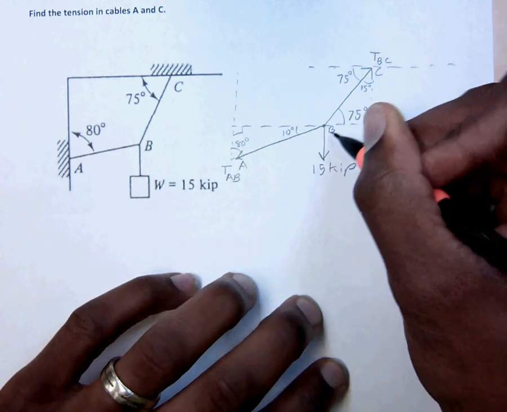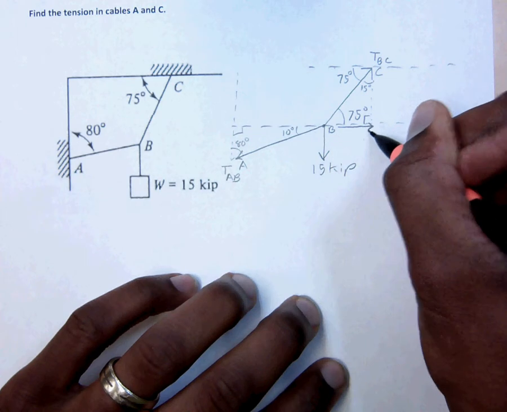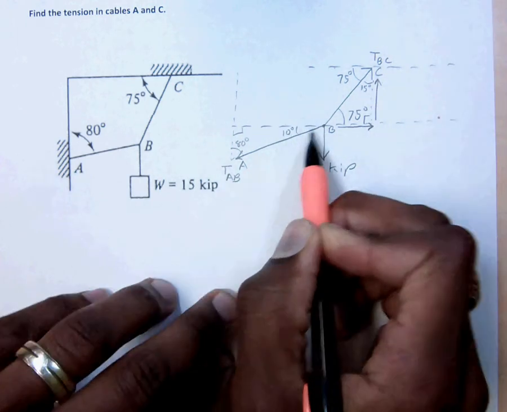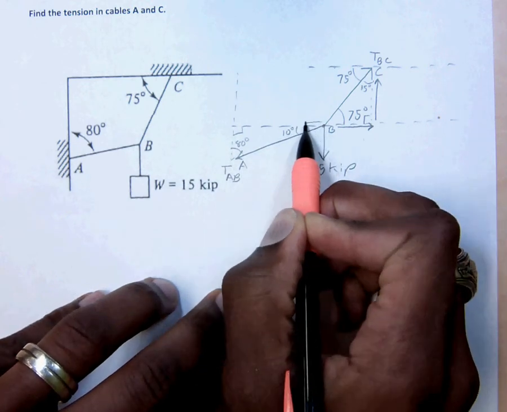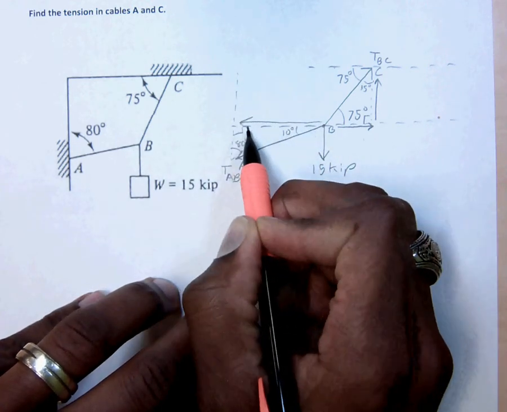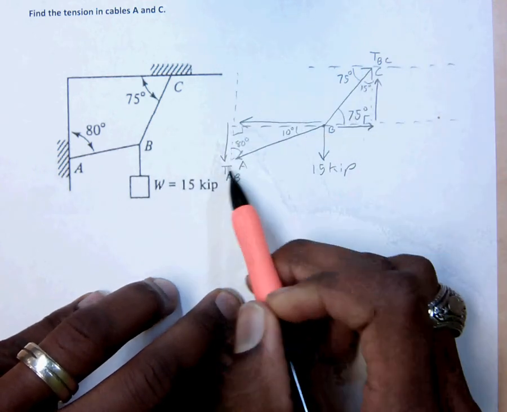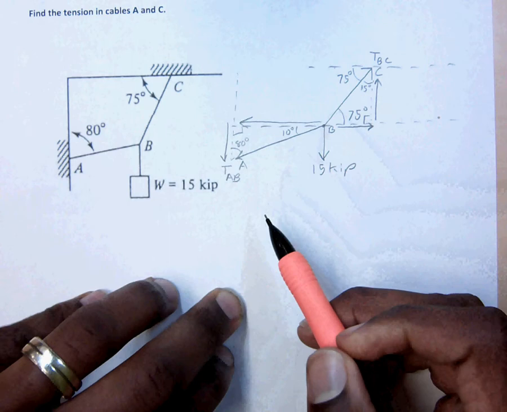That means I'm going to have a component of the force that goes this way, and then one that goes up this way. On the other side, for this slanted force, I'm going to have a force that goes this way and another one that goes down this way. So I have an x and a y component of each of my slanted forces.